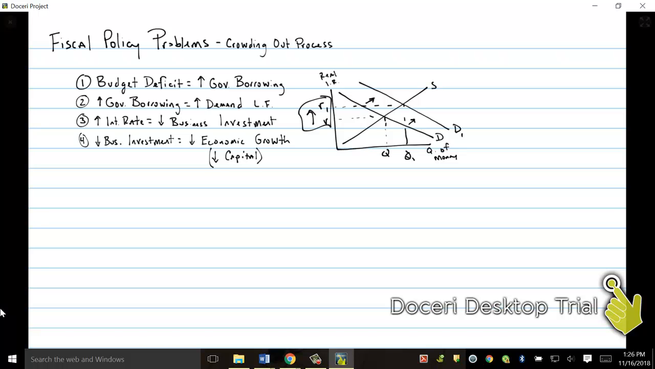Okay? So again, this is the problem of fiscal policy: when the government is forced to borrow money, we say that it crowds out business investment and it slows down our economy's growth, which obviously is a negative thing.